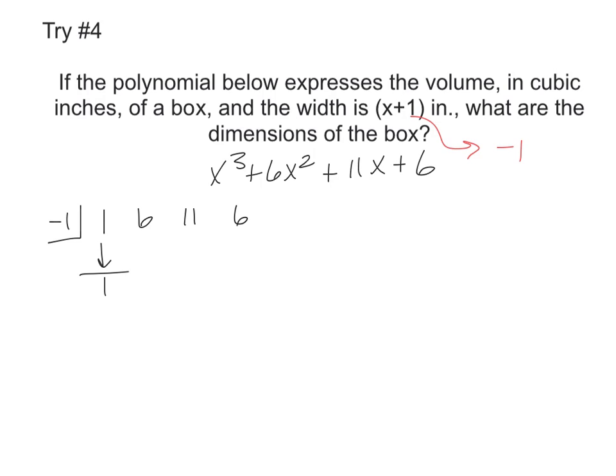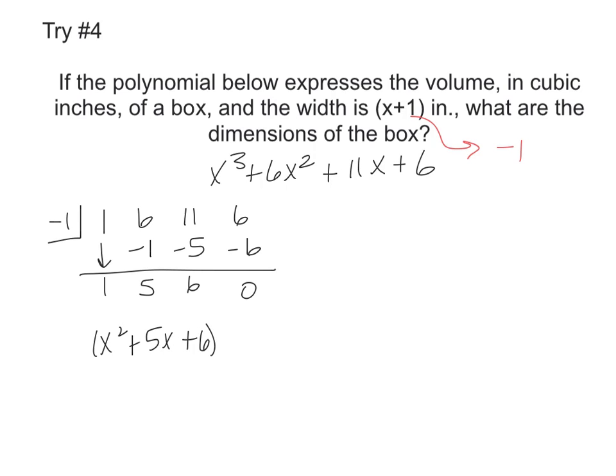You drop down the 1. Remember, we're trying to find the dimensions of the box. We already have the width. So in other words, we must want to find the length and the height. Okay, so negative 1 and 1 will give you negative 1. If I add those, I get 5. Multiply, I get negative 5. Add, I get 6. Multiply, I get negative 6. Add, I get 0.